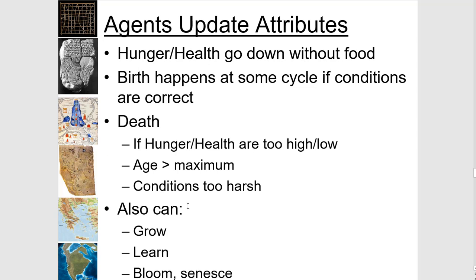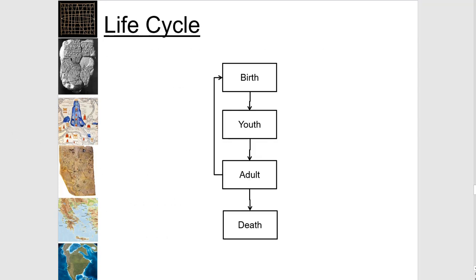You can also have animals grow, learn. Plants can bloom and senesce, so they can go through these life cycles. If you're doing life cycles, like some colleagues of mine have done with ungulates, they are born, and then they go through some type of immature phase, and then adulthood, where they start to breed and produce new babies of some kind, and then eventually die. And so this life cycle can be built into your agents, and so you can watch populations grow over time.